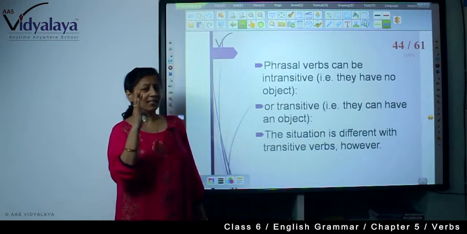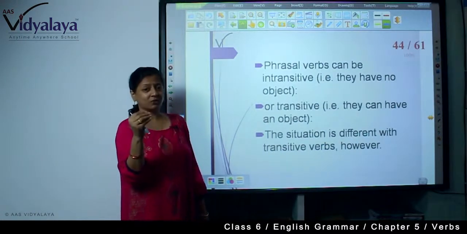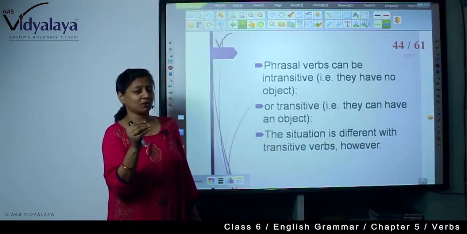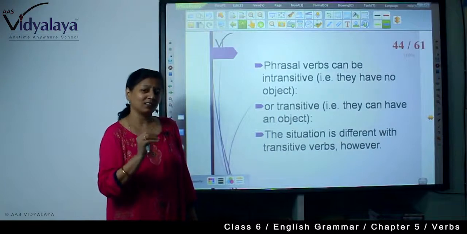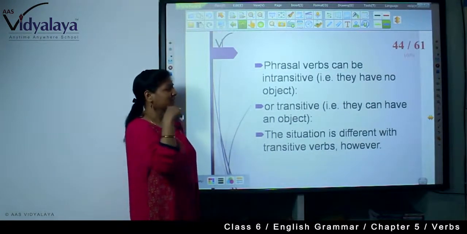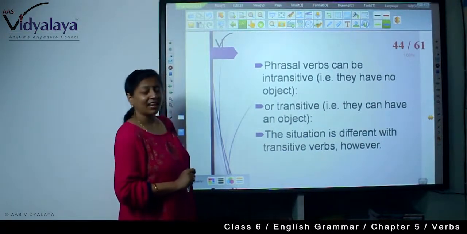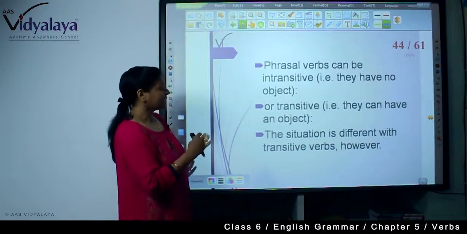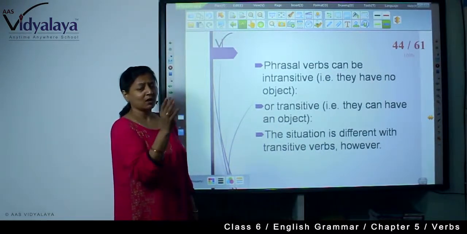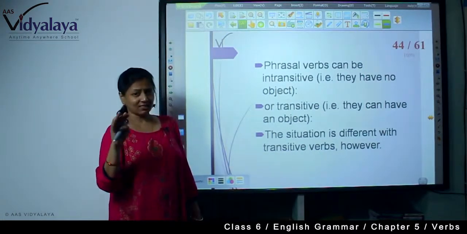So you have seen there are three types of verbs, multi-word verbs, prepositional, phrasal and phrasal prepositional. These three come under the name phrasal verb. And you are saying phrasal verbs can be intransitive and can be transitive. In the transitive, the action moves from subject, from doer, to an object. Intransitive, the action doesn't move.